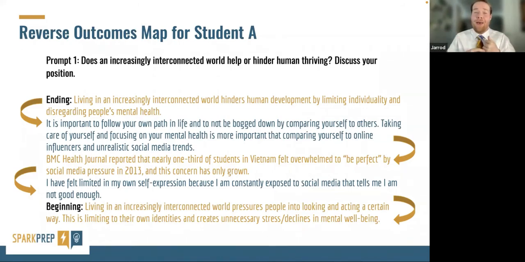But maybe you can think about it for other subjects in school, such as math. I know very frequently, if you know the solution, you usually can get back to the beginning of the problem. That's a good analogy to think about with a reverse outcomes map.